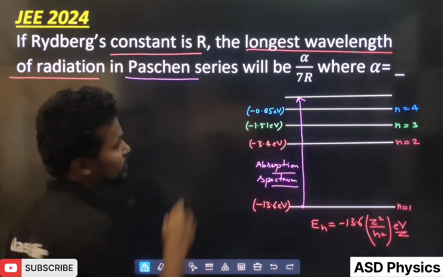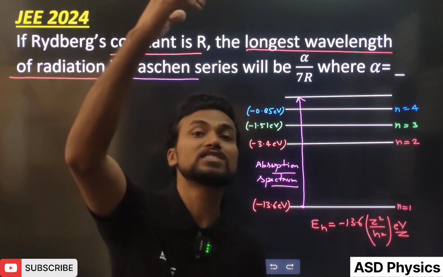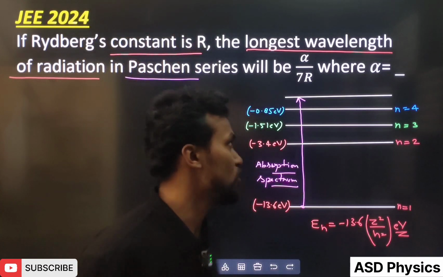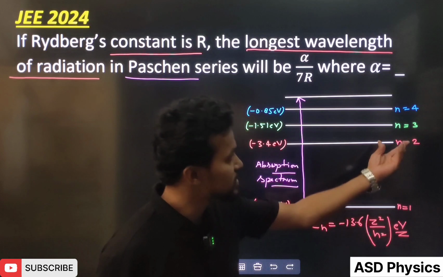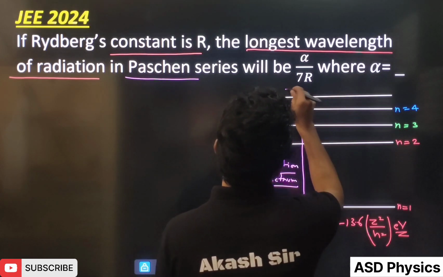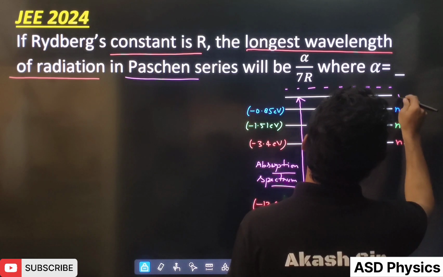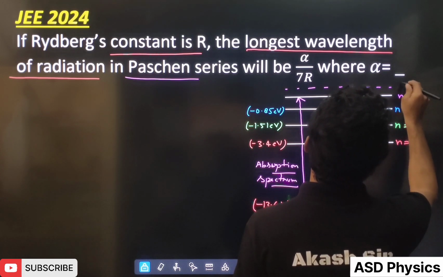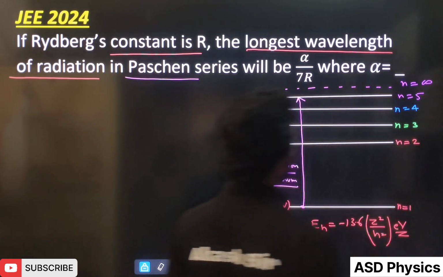In this Paschen series, what will happen? Electron will jump from a higher energy state to n equal to 3. Okay students, so here n equal to 1 is there, 2 is there, 3 is there, 4 is there. Let's take for example here n equal to 5 also there, and here let's take for example this is n equal to infinity.